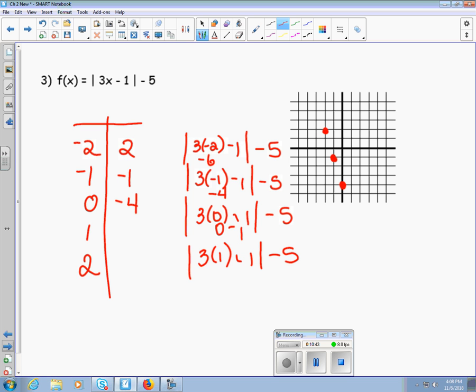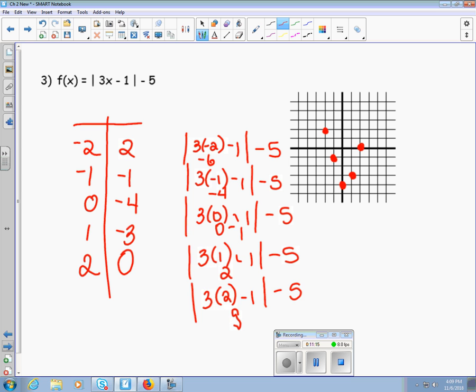So we're going to have 3 minus 1, which is 2. Absolute value is 2. 2 minus 5 is -3. Boy, this is looking like a weird graph. And then 2, 3 times 2 minus 1. So here we're going to end up with 6. 6 minus 1 is 5. 5 minus 5 is 0. And you're like, did I do something wrong? Because this graph looks really bizarre.